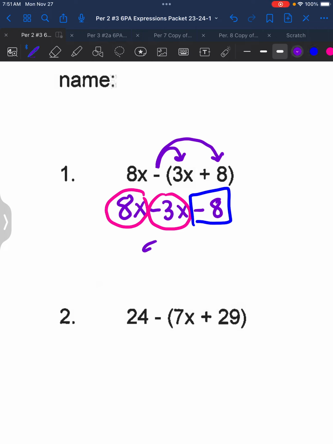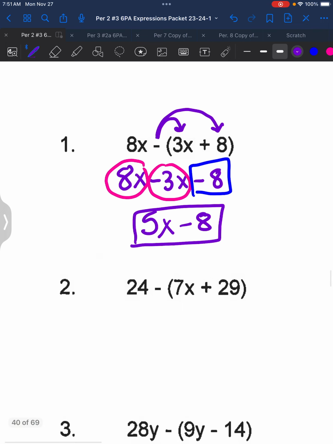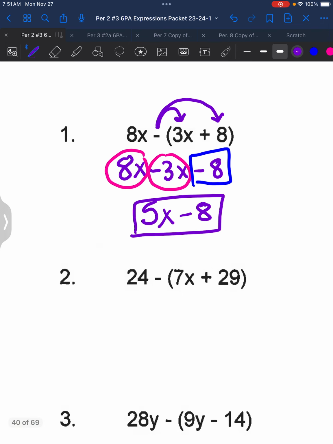All right, hopefully you got 5x minus 8. Constants go last, so that 8 has to go at the end. And that's your final answer. See if you could do problem 2, pause the video, and then unpause it when you're ready to check your work.